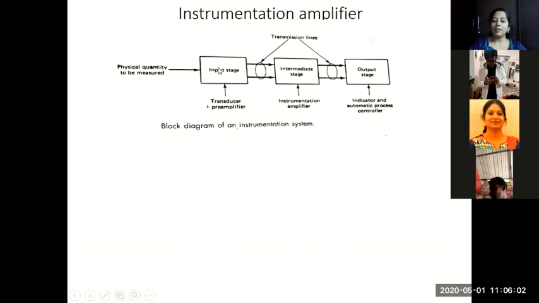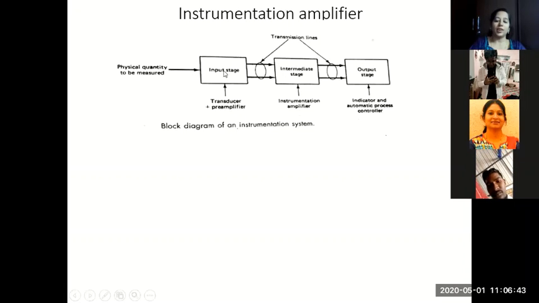So this op-amp as instrumentation amplifier has three important blocks. The first one is called the input stage. The second block is called the intermediate stage, and the last block is called the output stage. So you have input stage, intermediate stage, and the output stage. And whatever physical quantity has to be measured, like temperature, pressure, whatever, that physical quantity will be connected as input to the first stage, that is the input stage.